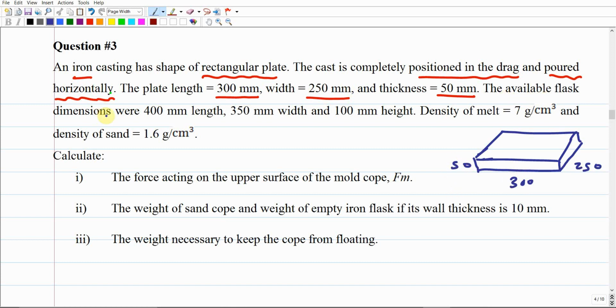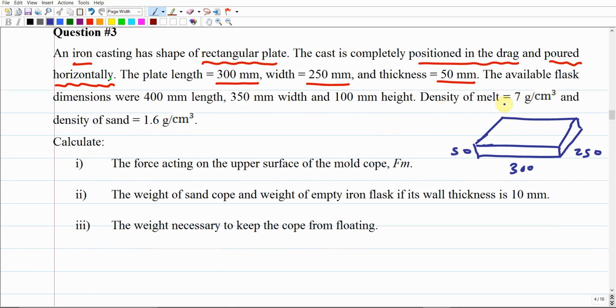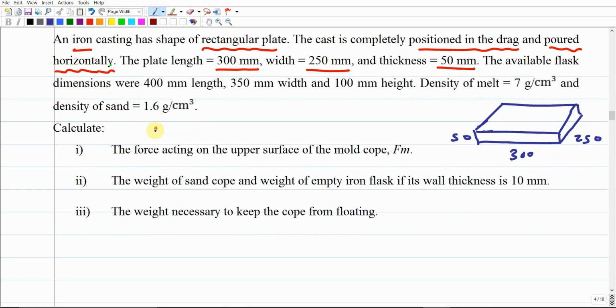The available flask dimensions were 400 millimeter length, 350 millimeter width, and height of 100 millimeter. This is the flask. And the density of the metal is given as 7 grams per centimeter cube, and the density of the sand is given as 1.6 grams per centimeter cube.